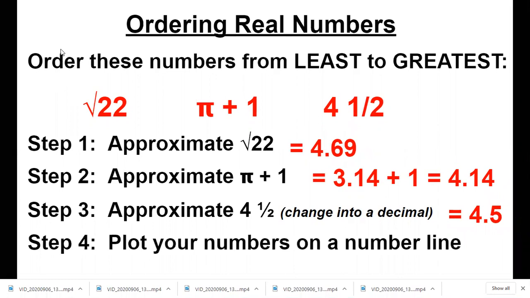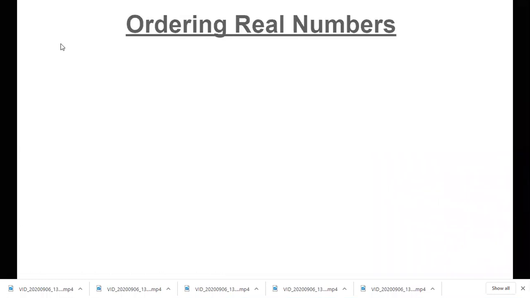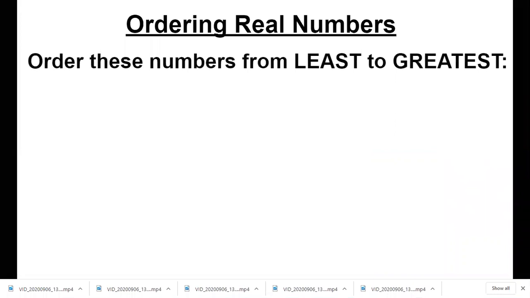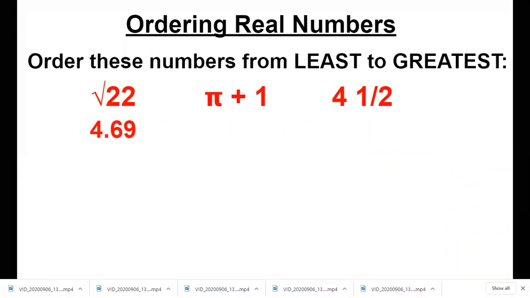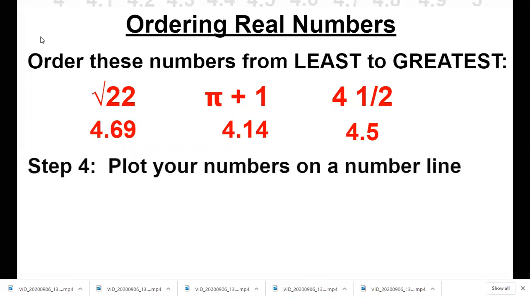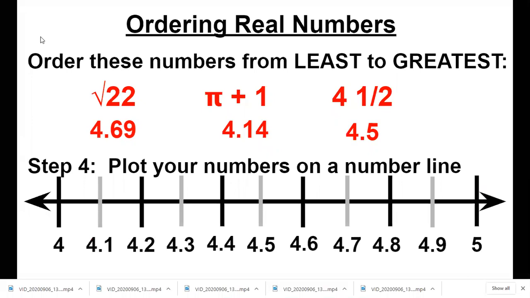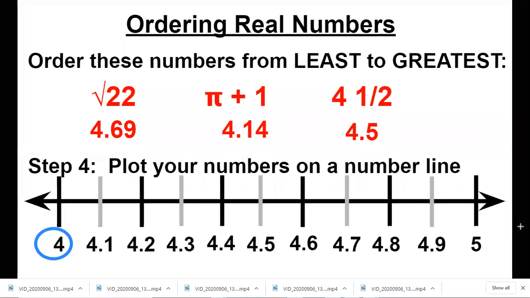So we're going to plot our numbers on a number line. Here we go. Order these numbers from least to greatest. There's their decimal equivalents from the last page. And now we're going to put them on the number line. Notice how I'm making a number line that starts at 4 and ends at 5. And then I have tenths in between: 4.1, 4 and 2/10, 4 and 3/10, 4 and 4/10, 4 and 5/10, etc., all the way up to 5. So I can plot these in a better way.